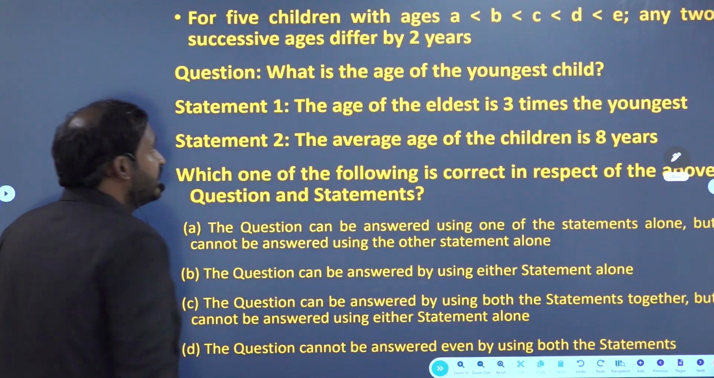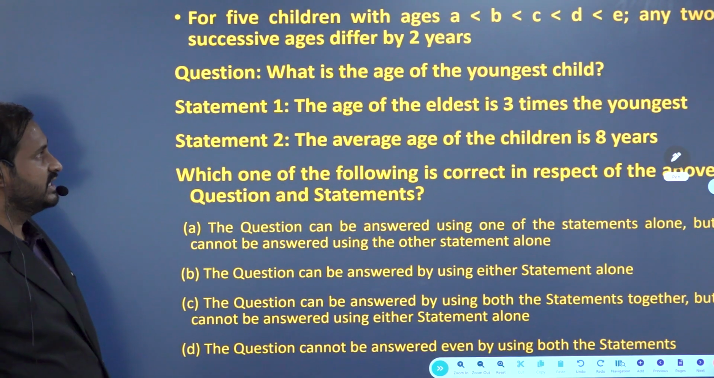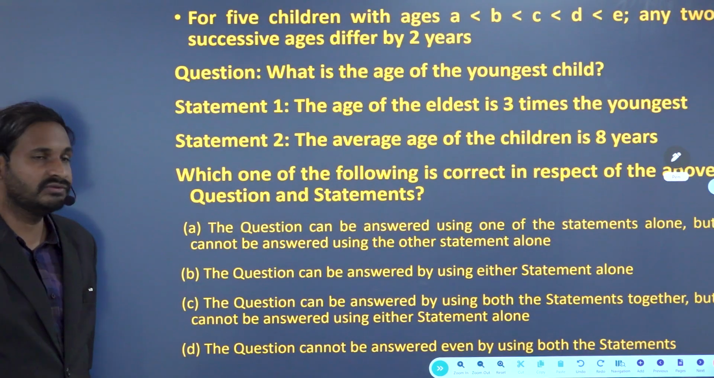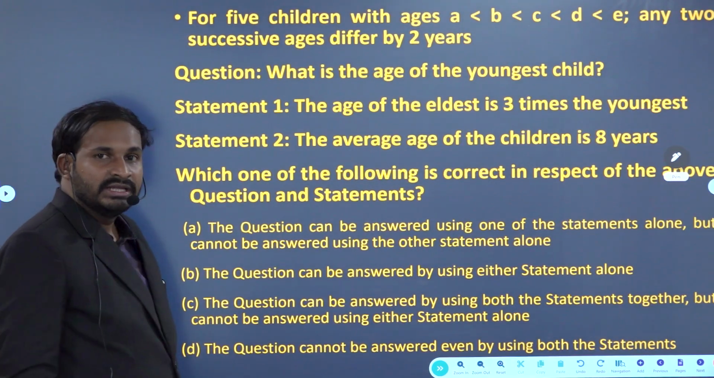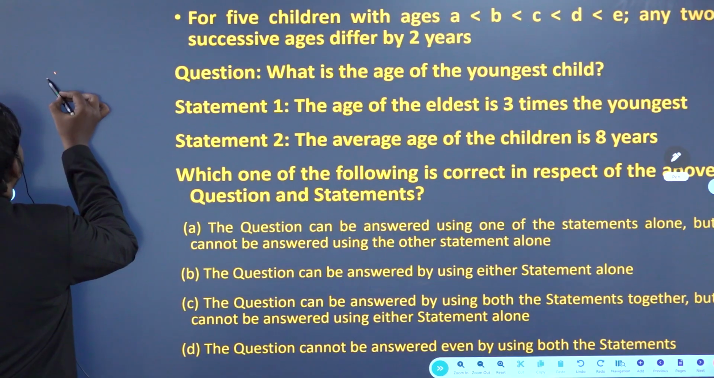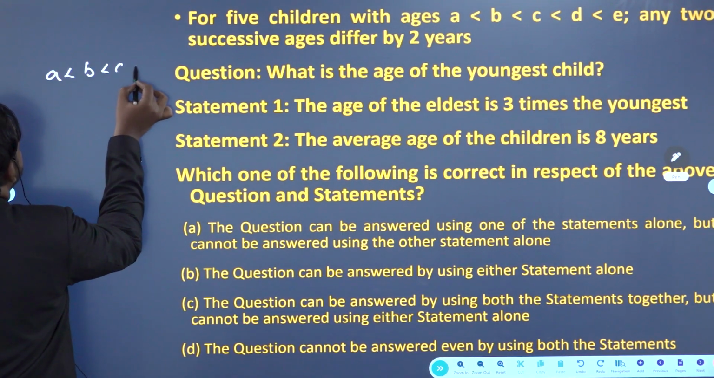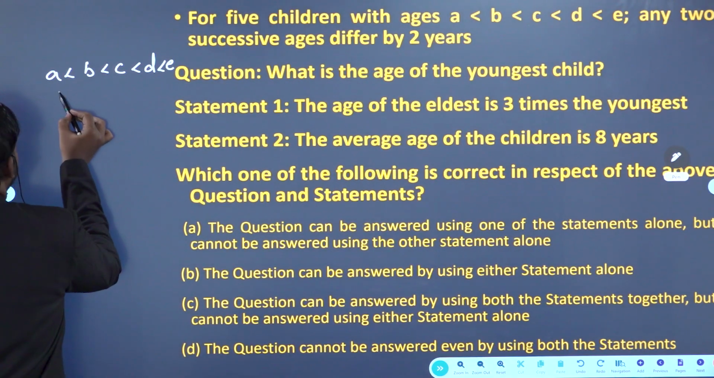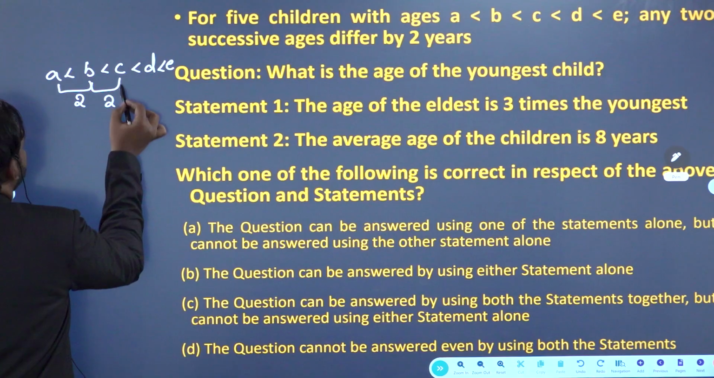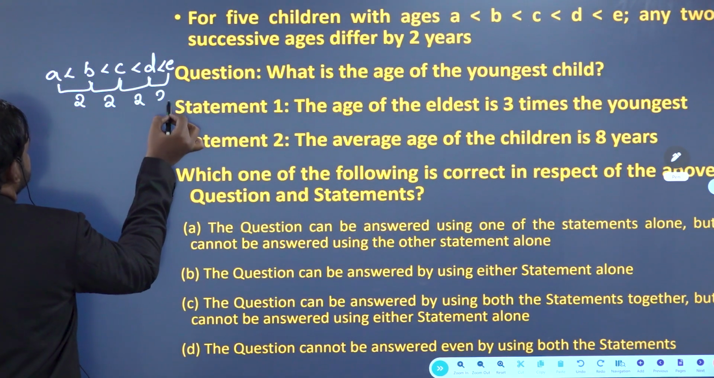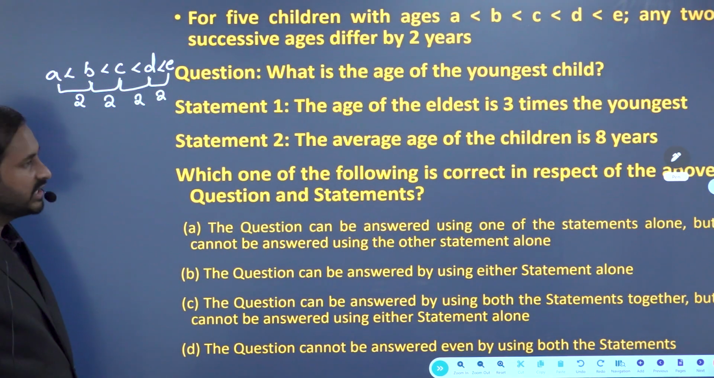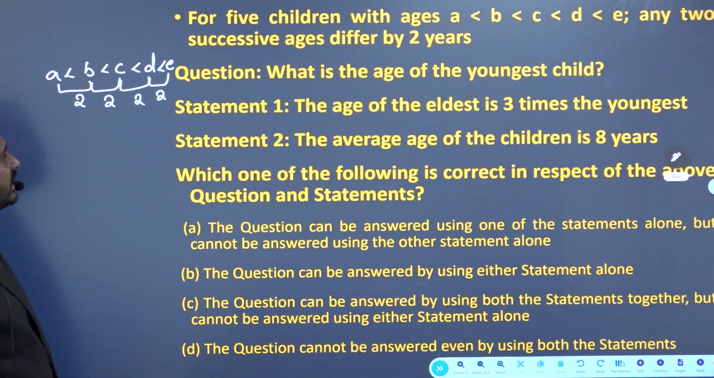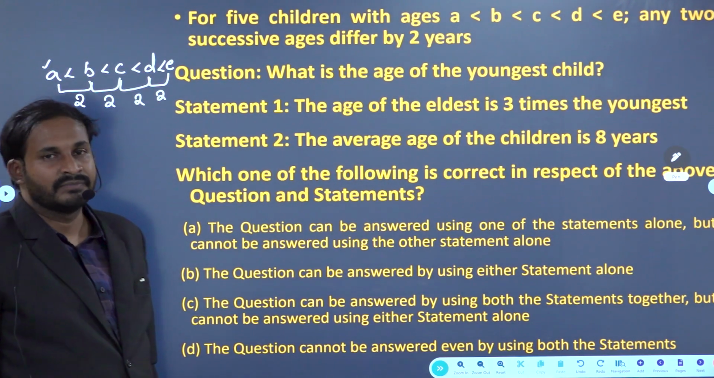For 5 children with ages A less than B less than C less than D less than E, any two successive ages differ by 2 years. Okay, they have given us some data. A, B, C, D and E. And the age difference between each and every child is how much? 2 years, 2 years, 2 years and 2 years. Okay, this is the question they gave. Now, what is the age of the youngest child? The question is, we need to find the age of A. Why? Because A is the youngest among all the 5.